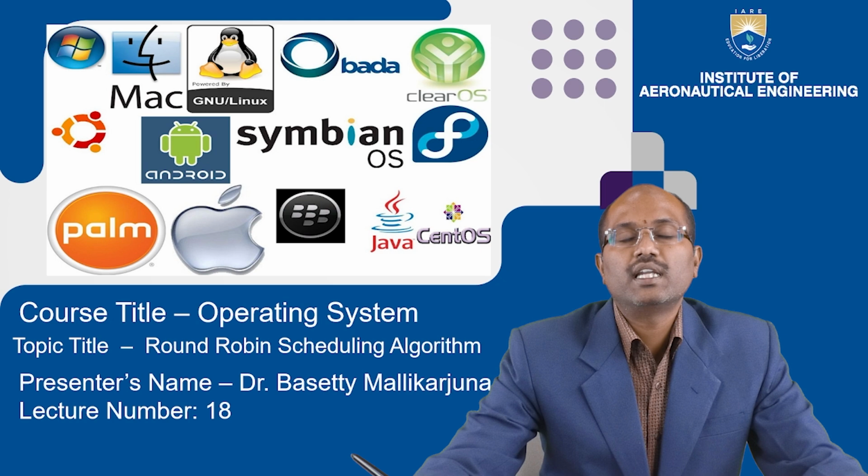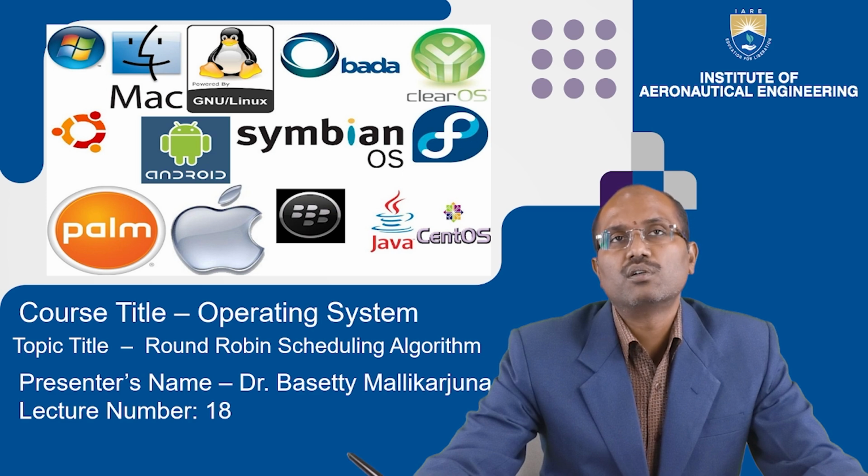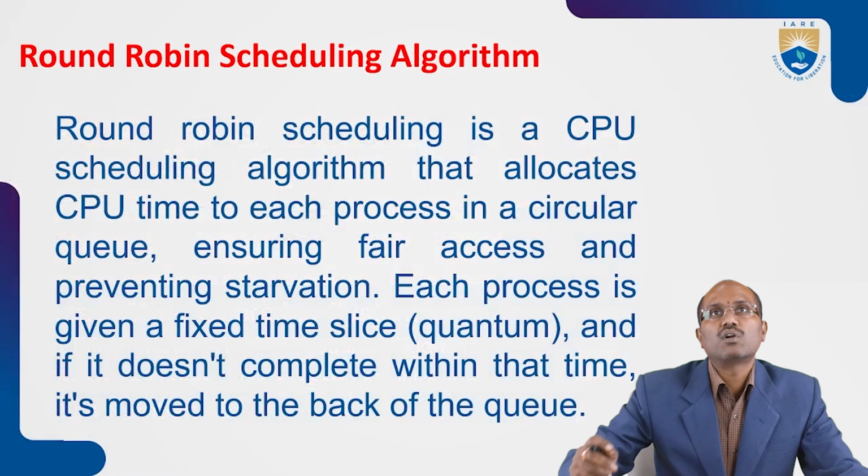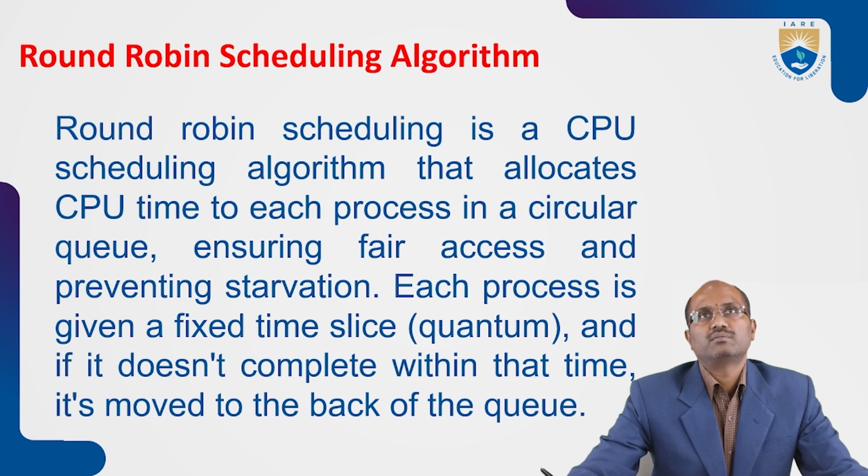Today we are going to discuss the round robin scheduling algorithm. Round robin scheduling is a completely preemptive scheduling algorithm. Non-preemptive scheduling algorithms are first come, first serve and shortest job first. Preemptive algorithms include round robin scheduling, which is the best example, and shortest remaining time first.